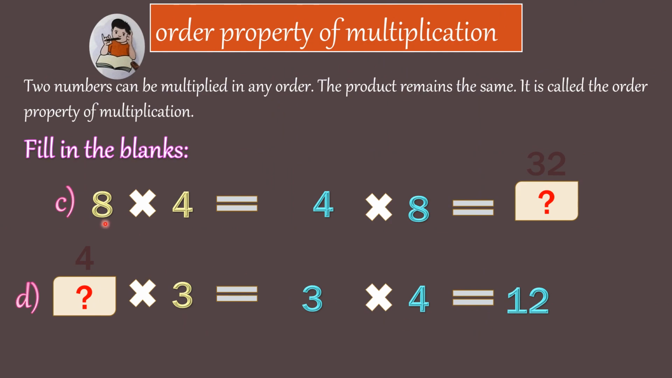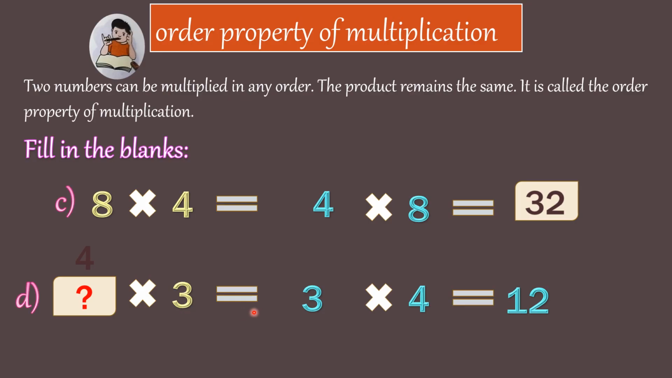Third one, 8 into 4 is equal to 4 into 8 is equal to question mark. ఇక్కడ మనం ఏ ప్రోడక్ట్ వస్తుందో కనుక్కోవాలి. 8 4s are 32, 4 8s are 32. So the answer is 32.